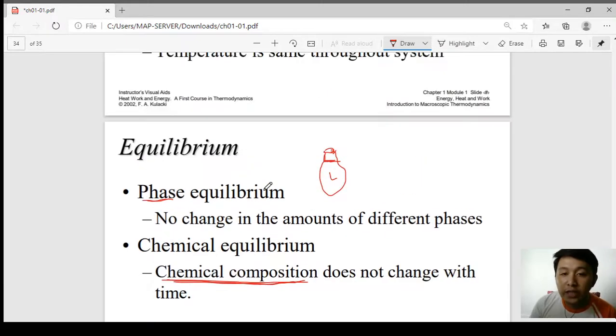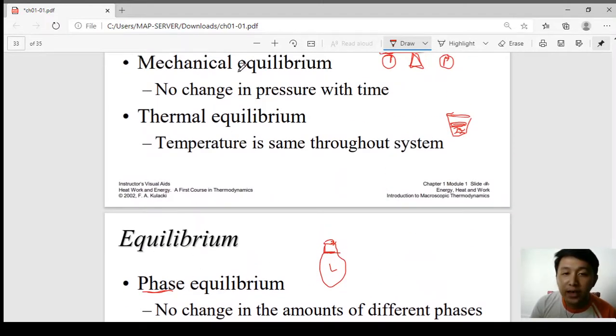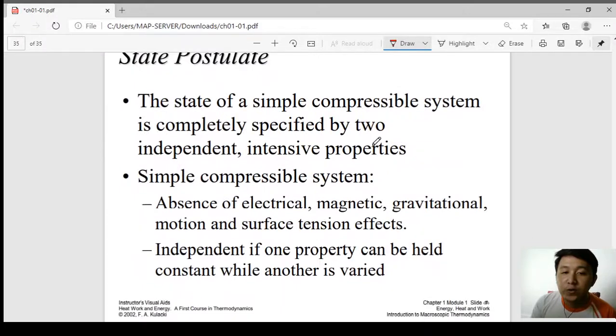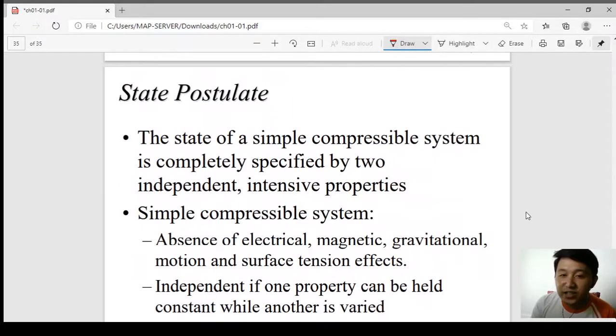So when these four, mechanical, thermal, phase and chemical equilibrium, are satisfied, there we can say that there is thermodynamic equilibrium in a system. One example is power plants. If a power plant does not satisfy these four equilibria and one becomes imbalanced, of course, what will happen in a power plant? Boom, right? So last, we have the state postulate.